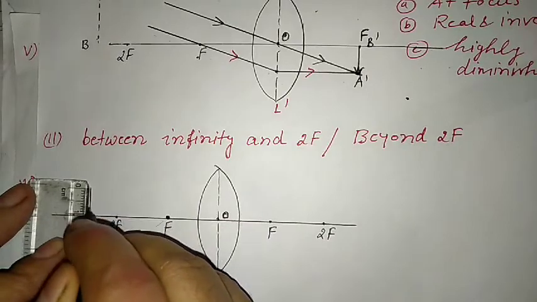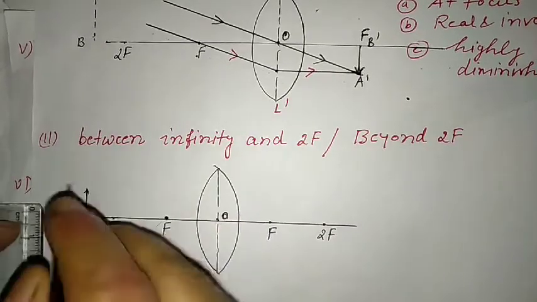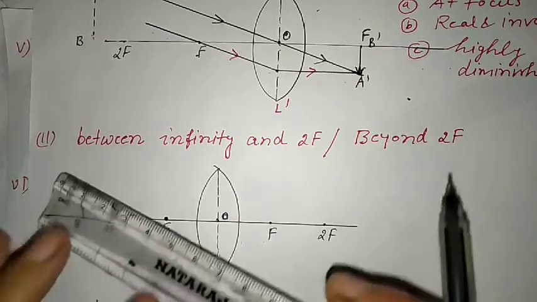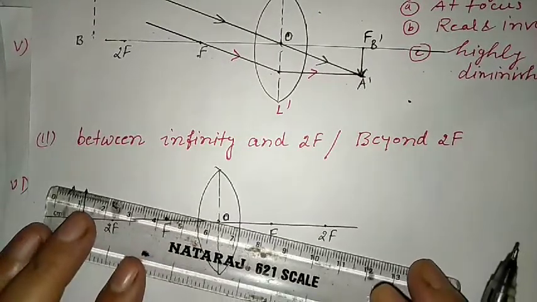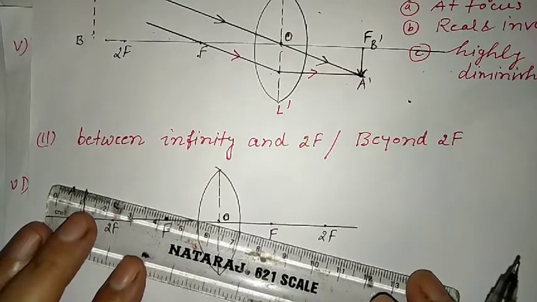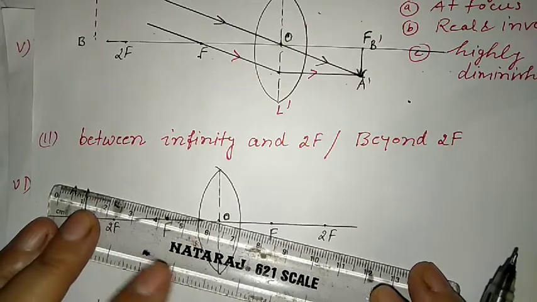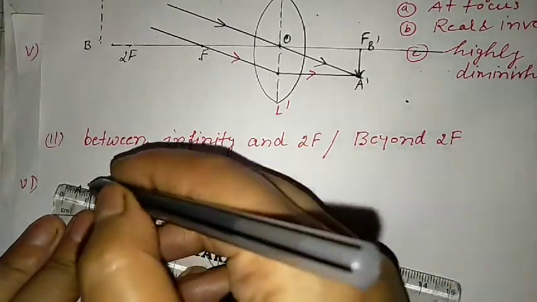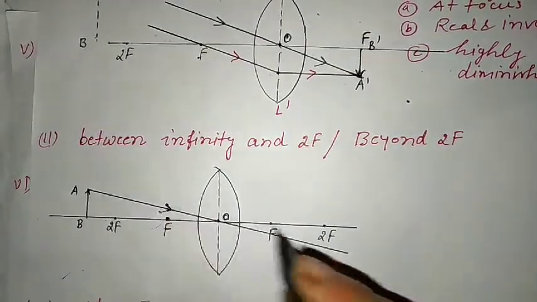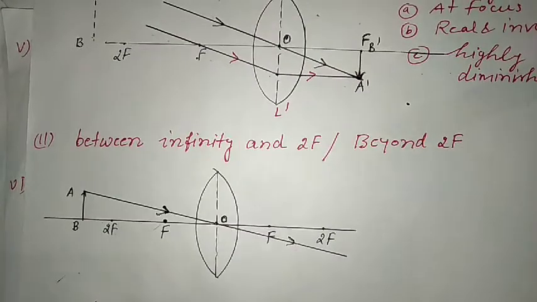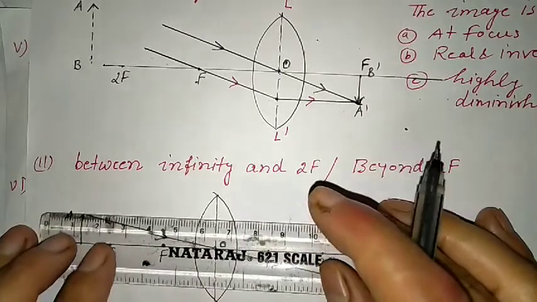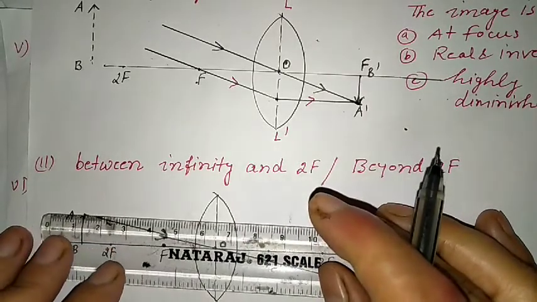The object is placed here. Suppose this is A and this one is B. You know that one ray will pass through the optical center, from the head to the optical center. It will not refract, it will go straight. The other will pass through the head, parallel to the principal axis.